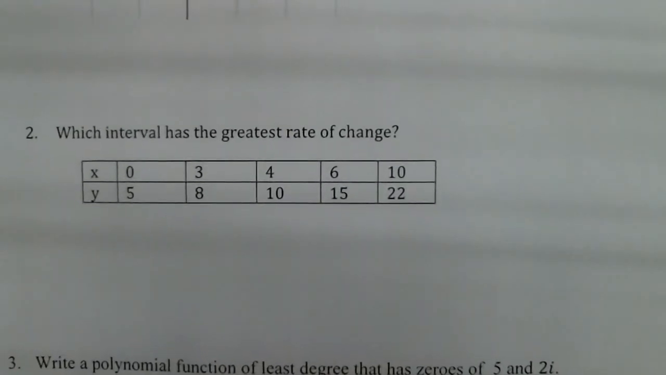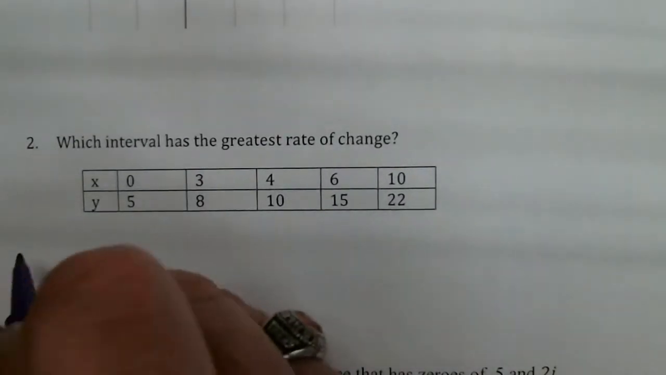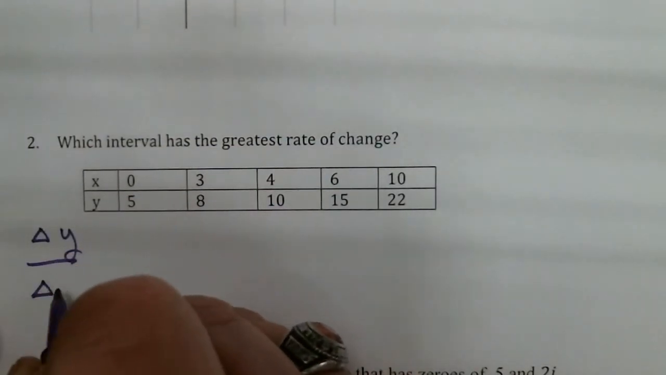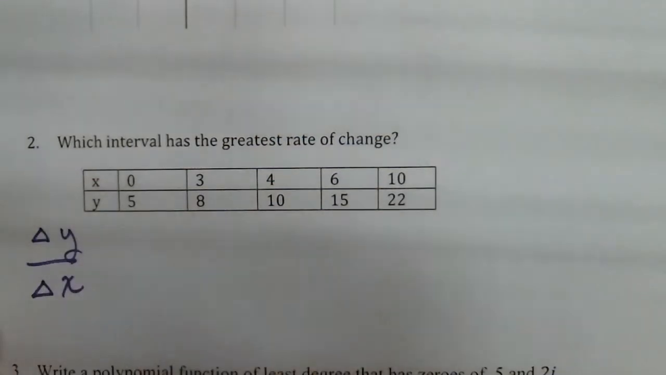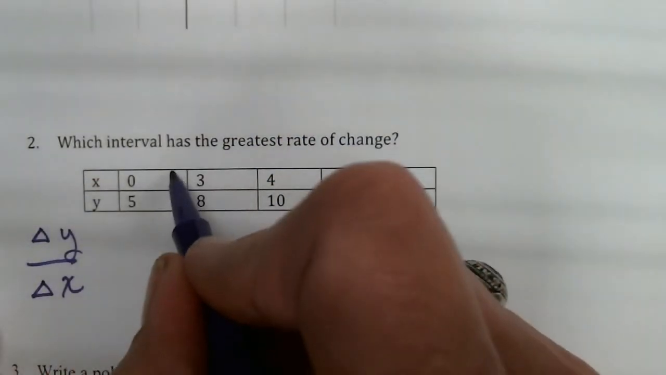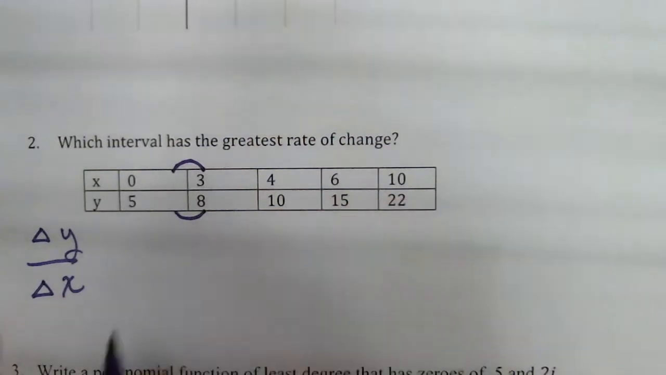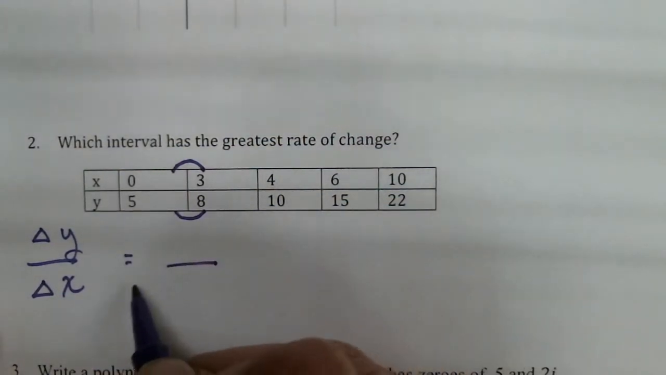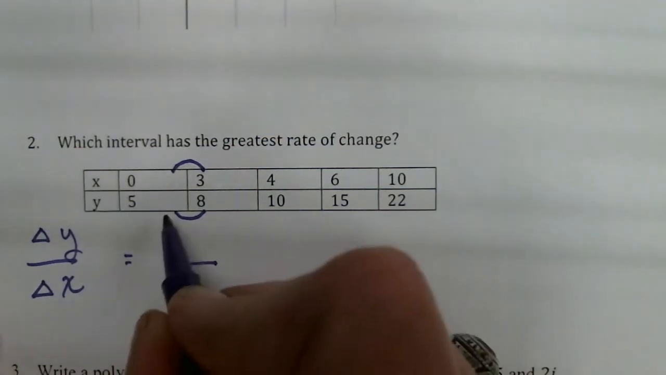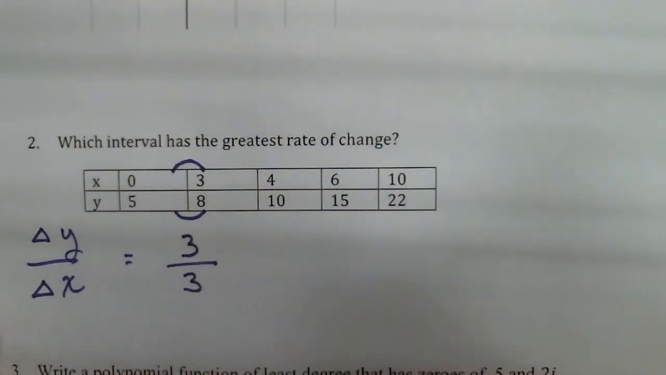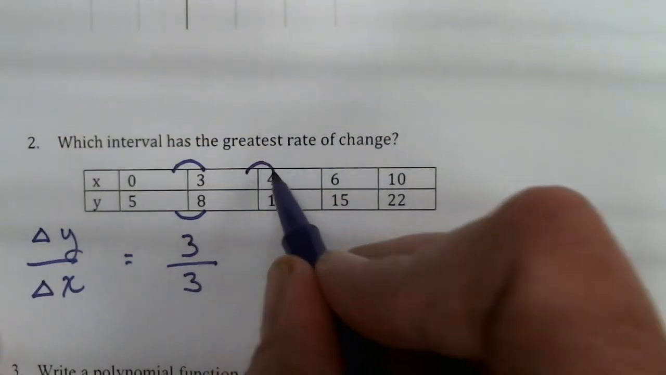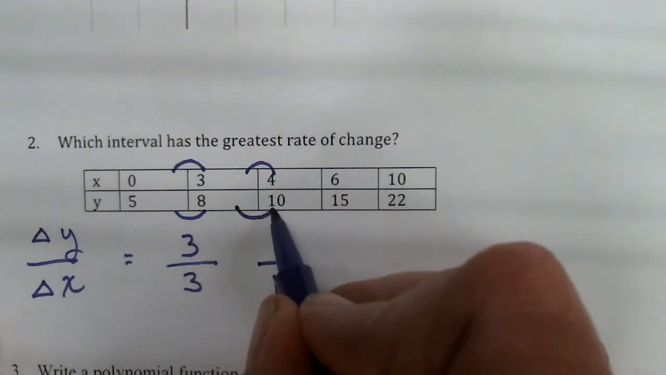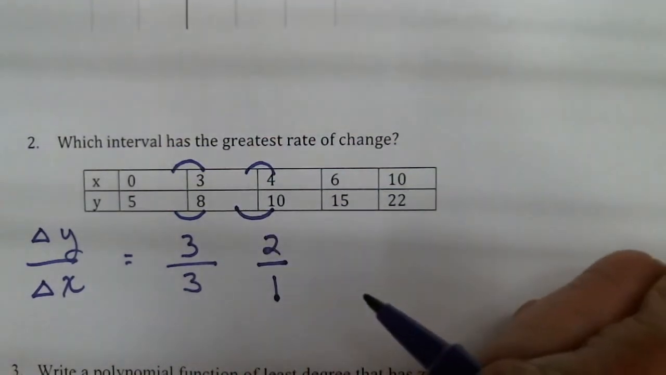Which interval has the greatest rate of change? If you remember from class, we did the change in y divided by the change in x. That little delta sign means change. So from one set of x's, we compare it to the change in the y's. Okay, so from 0 to 3, the difference for x's is 3. From 5 to 8, the difference is 3. Then in this set, from 3 to 4, the difference in the x's is 1. But the y changes from 8 to 10, so that difference is 2.